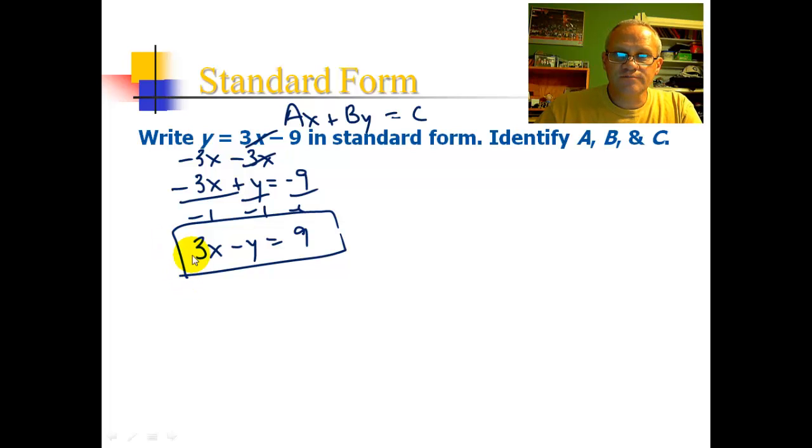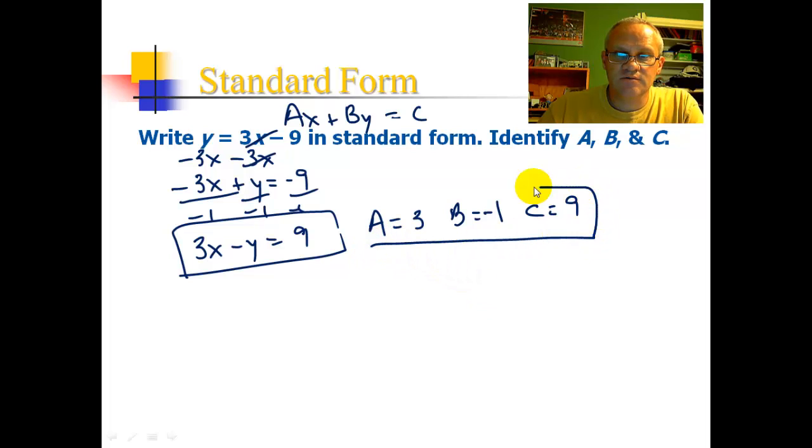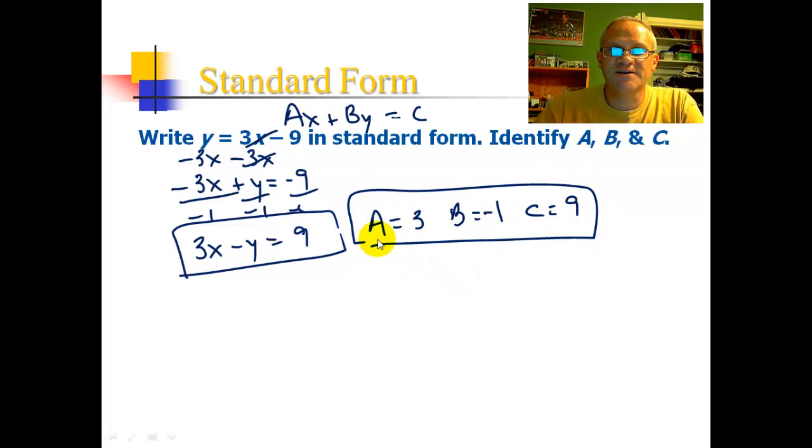So that's standard form. What's a? A is 3. What's b? Ooh, this is a little trickier, but if you look, what's in front of the y? There's not a number there. Remember, if something is not there, it counts as a 1, and since there's a negative in there, b is going to be a negative 1. And c will be a positive 9. That's the number out here by itself. Okay? I'm getting better at drawing the boxes. Isn't that cool? So a is 3, b is negative 1, and c is 9.